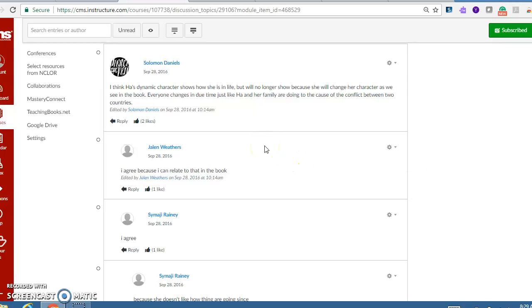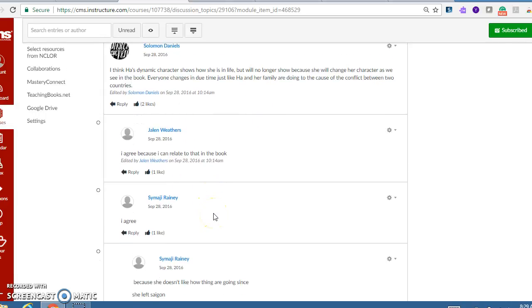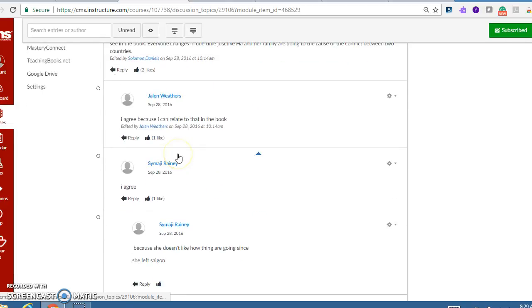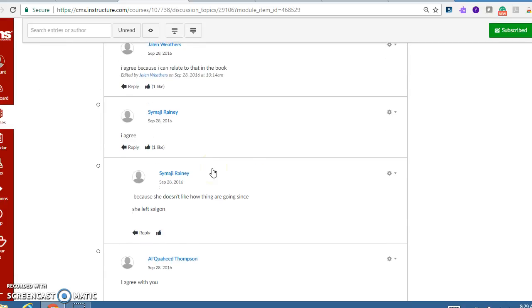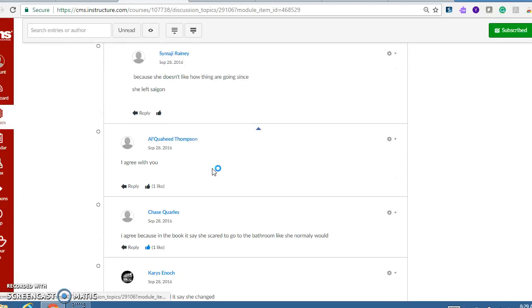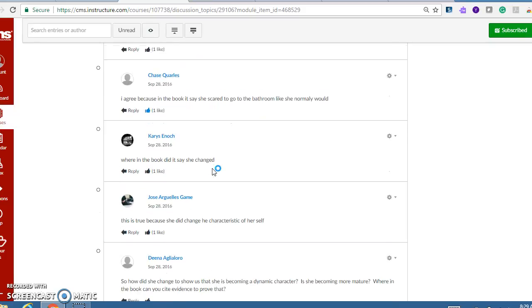But you can see that this started off very basic. "I think Ha's dynamic character shows how she is in life, but will no longer show because she will change her character as we see in the book. Everyone changes in due time, just like Ha and her family are doing because of the conflict between 2 countries." And then we see a very, very basic response. I was very impressed that they knew to either agree or disagree, but really not much in the sense of feedback when it came to helping him construct a stronger answer.